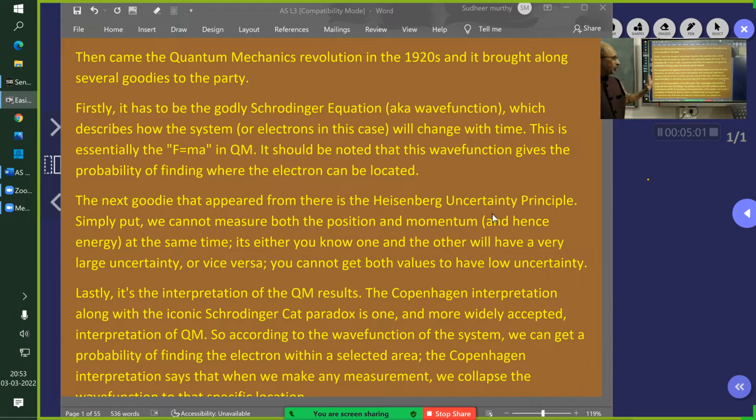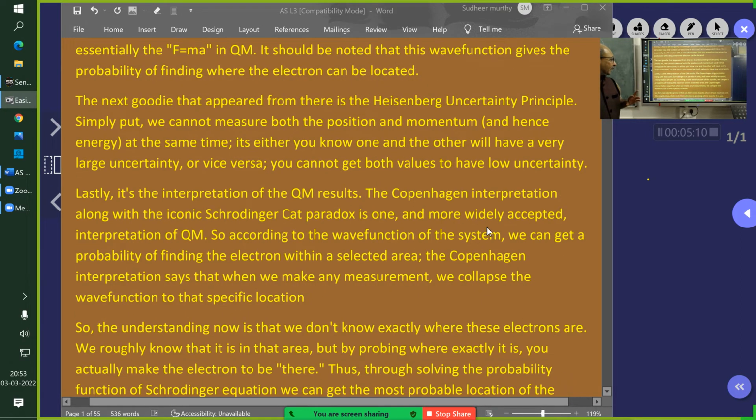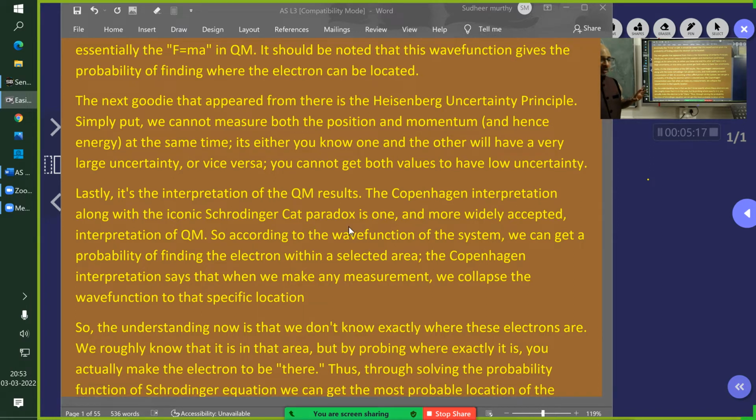So that is Heisenberg. So you see, these are all the theories by which the atomic model is being discovered. At present it is present to us. Lastly, it is the interpretation of the quantum mechanics result, the Copenhagen interpretation, along with the iconic Schrodinger cat paradox. I think you should be knowing about the cat paradox. Okay, if you don't know, I will teach you when I deal with the Schrodinger's equation. You will understand the Heisenberg's uncertainty principle with this cat model, the most widely accepted interpretation of quantum mechanics.